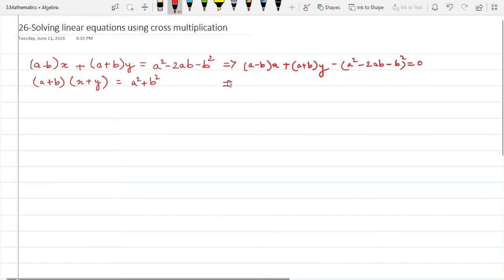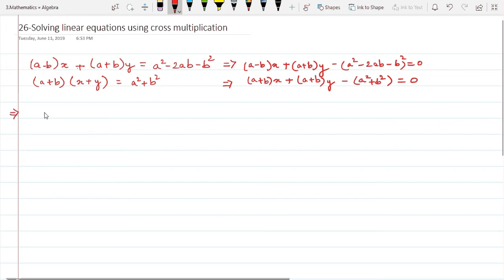Now let's solve equation 2. This will be a plus b into x plus a plus b into y minus of a square plus b square is equal to 0. Now I'll solve it term by term this time.